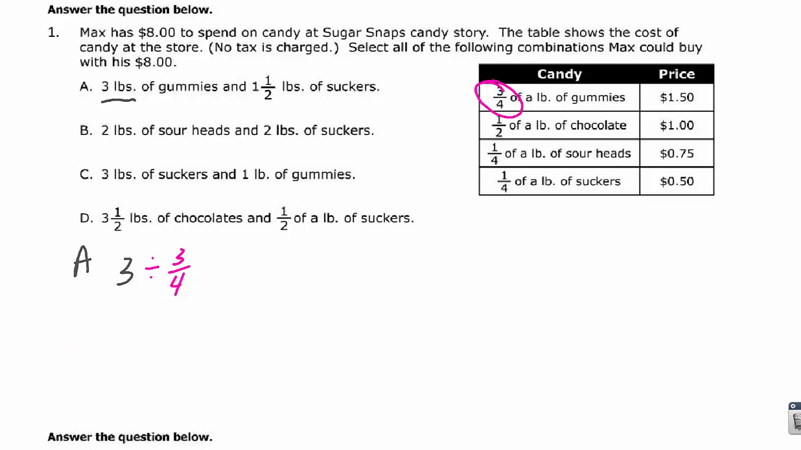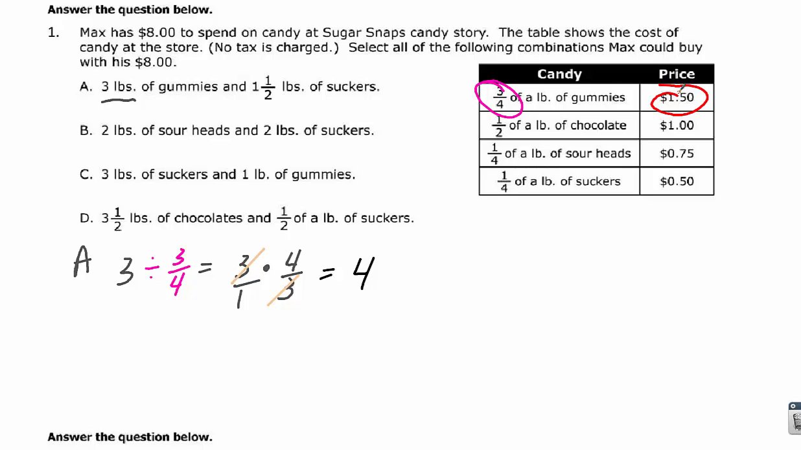When we do division with fractions, we turn that into multiplication. So we turn it into 3 times 4 over 3. We'll make that a 3 over 1. We're able to do some canceling on this one, and we are left with 4. That's how many 3/4 there are in 3.